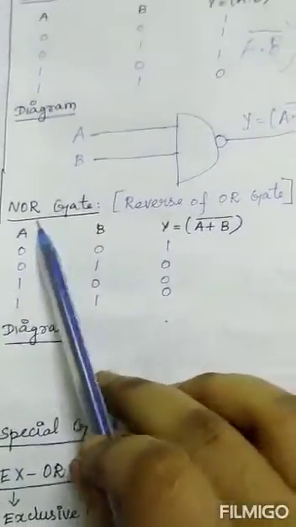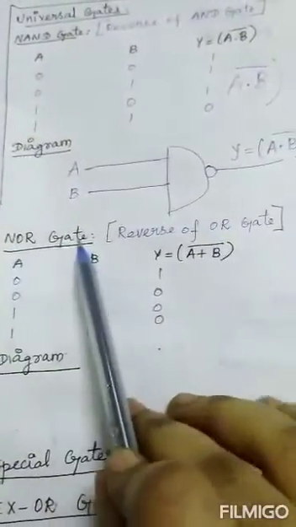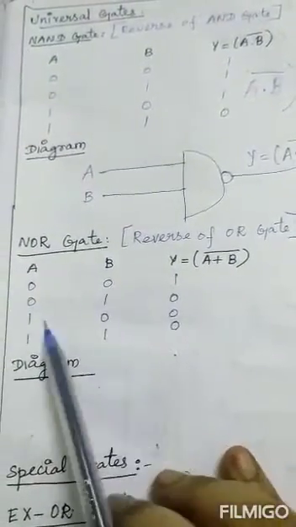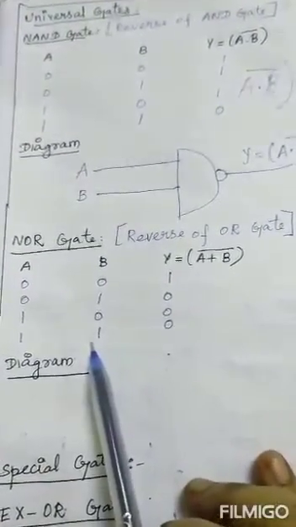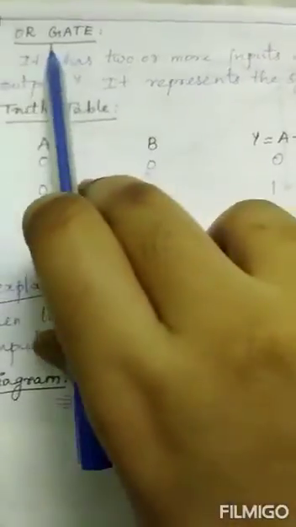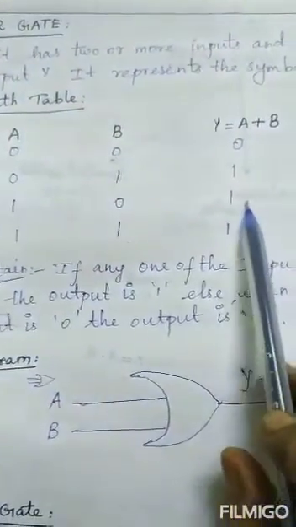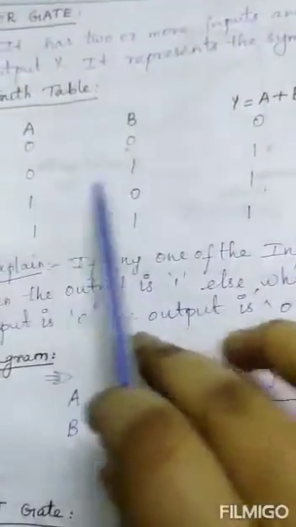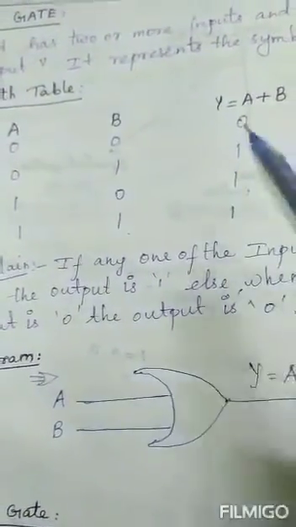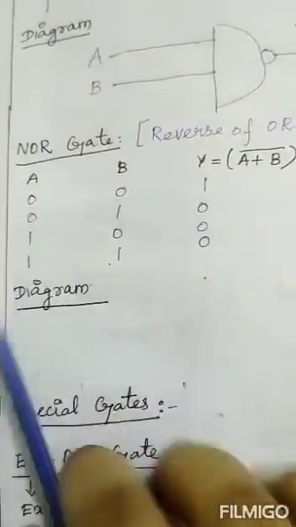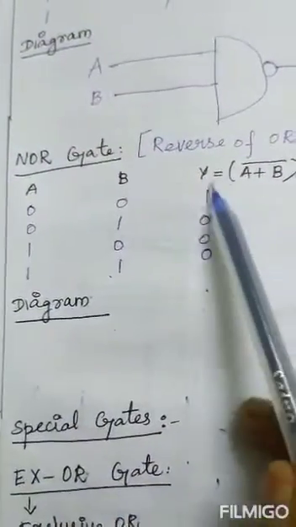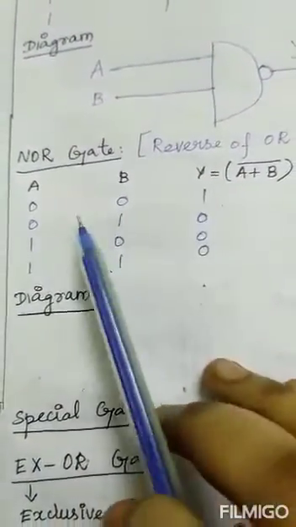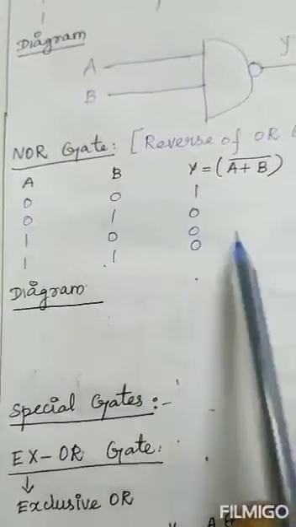Next gate we are seeing in this universal gate is NOR gate. The same, reverse of OR gate. 0, 0, 0, 1, 1, 0, 1, 1. Now we come to the OR gate. In OR gate, the output becomes false only when both the inputs are false. If any one of the input is true, it accepts it. But in NOR gate, it will become true only when both the inputs are 0. Otherwise, the output will be 0.